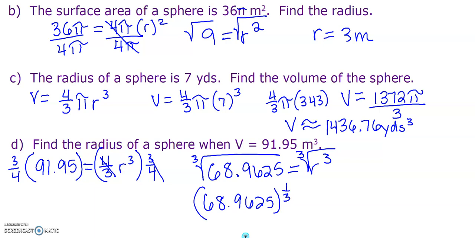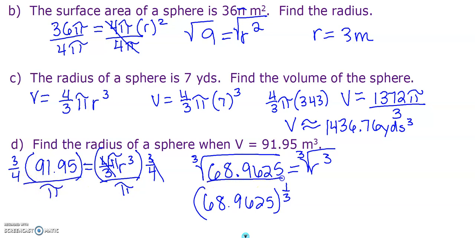One thing that we left out of our formula was pi. Somehow we forgot that there's a pi in this formula. So our formula is 4/3 pi r cubed. So let's go back a second. We can still multiply by the reciprocal. That looks fine. But then we're going to divide by pi on both sides to get rid of everything.